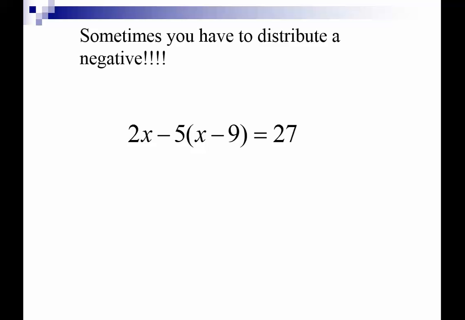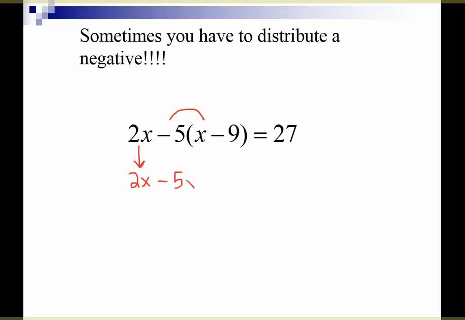Sometimes when you're doing that distributive property, you'll have to deal with a negative sign that also gets distributed. So here it's not just a 5 that's being distributed, it's a -5. So just make sure that you pay attention to your signs as you're multiplying. This 2x isn't really part of the action, but we are going to distribute -5 times x, which is -5x. -5 times -9 is +45. And that's all set equal to 27.